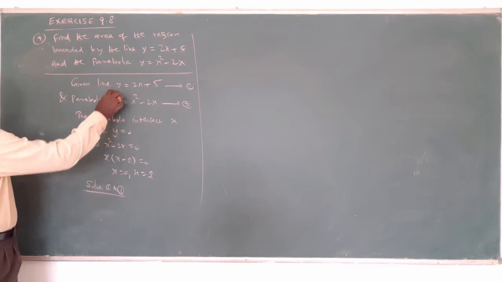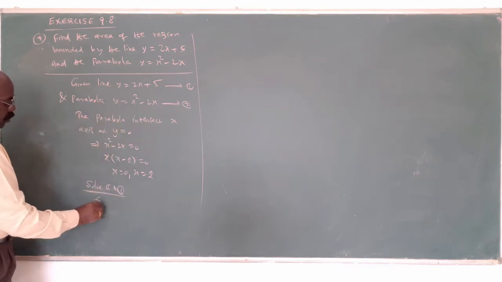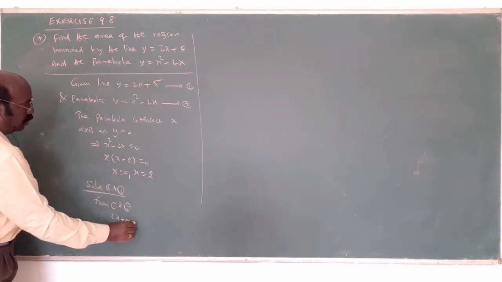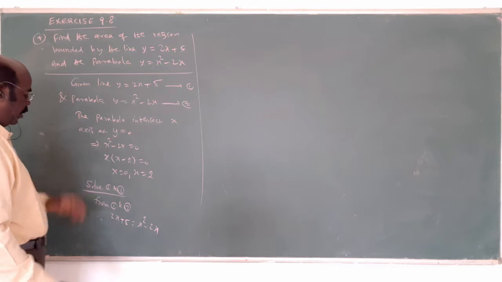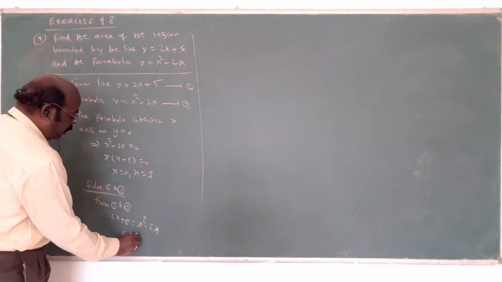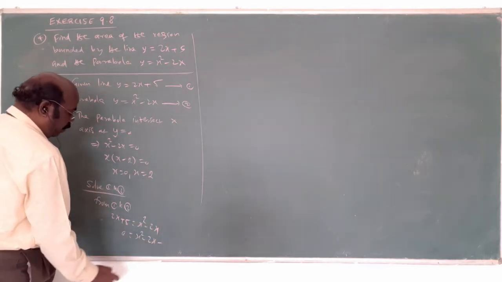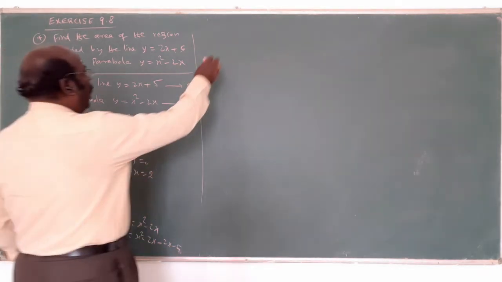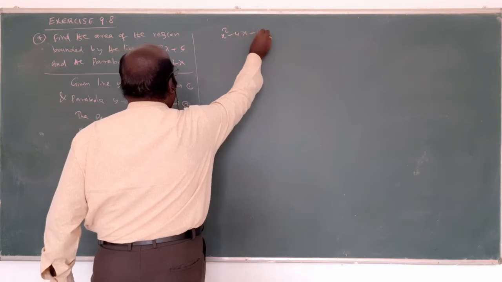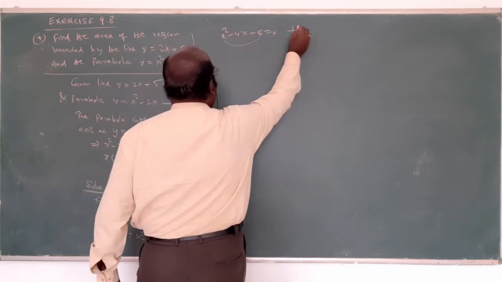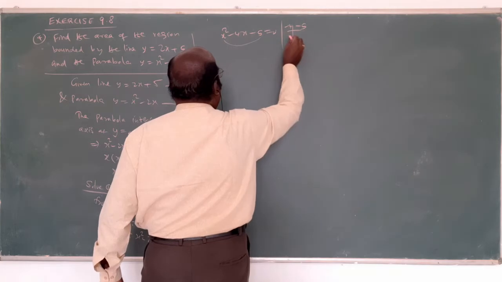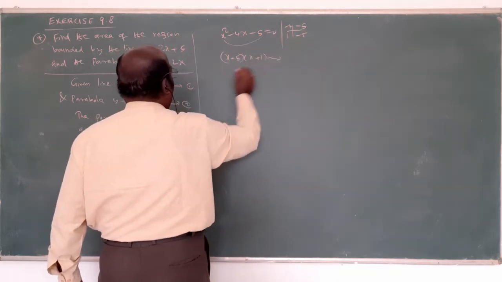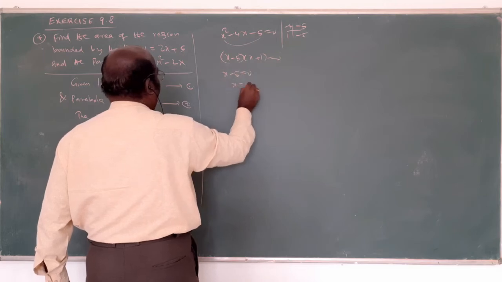Am I right? From 1 and 2, both will be equal: 2x plus 5 equal to x square minus 2x. Am I right? So 0 is equal to x square minus 2x minus 2x minus 5. Now x square minus 4x minus 5 equal to 0. Now multiplication is minus 5, sum is minus 4. What are the numbers? 1 and minus 5. x minus 5, x plus 1 equal to 0. x minus 5 equal to 0 means x equal to 5.